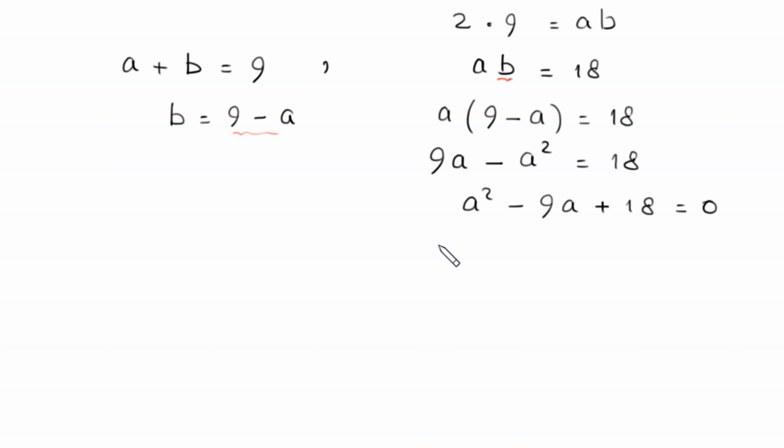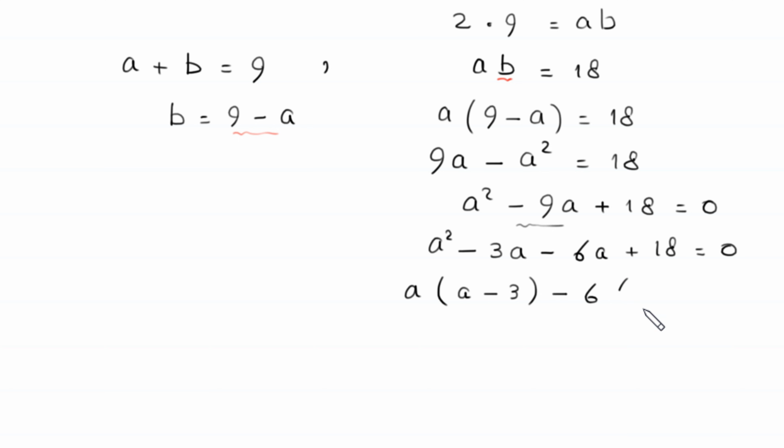We write a². We split the -9a as -3a - 6a + 18 = 0. From the first two terms we can factor out a, leaving (a - 3). From the last two terms we can factor out -6, leaving (a - 3) = 0. Now a - 3 is a common factor, so we factor it out, and in the bracket is left a - 6 = 0.